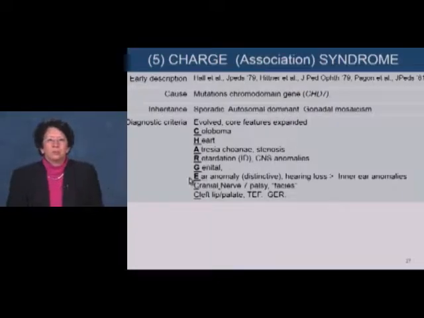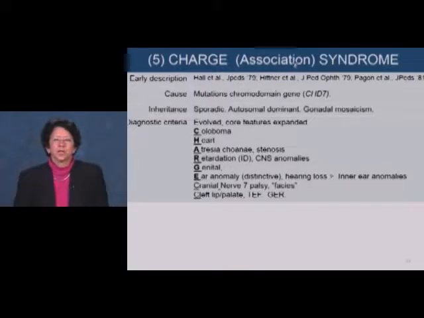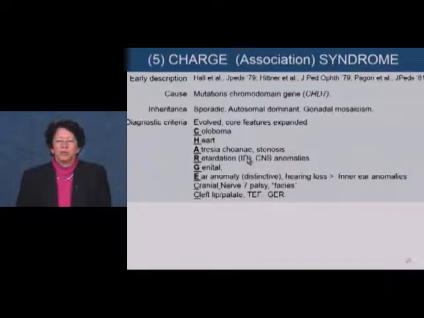We'll move on to something completely different. CHARGE syndrome, formerly known as CHARGE association, described by Brian Hall and Hittner in the 1970s, by Bonnie Pagan in 1981, and is memorable because of this acronym: coloboma, heart, choanal atresia and stenosis, retardation, now we would prefer to call it intellectual disability, and this R includes the CNS anomalies, genital, ear anomaly.